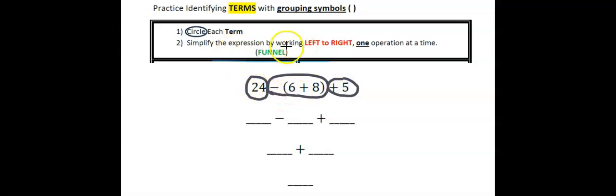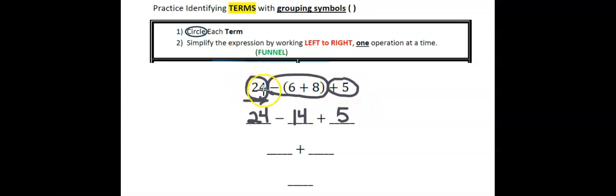Now, just like we did before, we're going to work left to right, just taking care of any business that needs to happen. 24 stands by itself. There's nothing to do to it at this time. Then we have minus the quantity 6 plus 8. 6 plus 8 is 14. So I do the math inside those parentheses. Clean that up. That addition here has to happen before I can do anything else. And then the plus 5 just comes down. So I'm performing one operation left to right as I go.